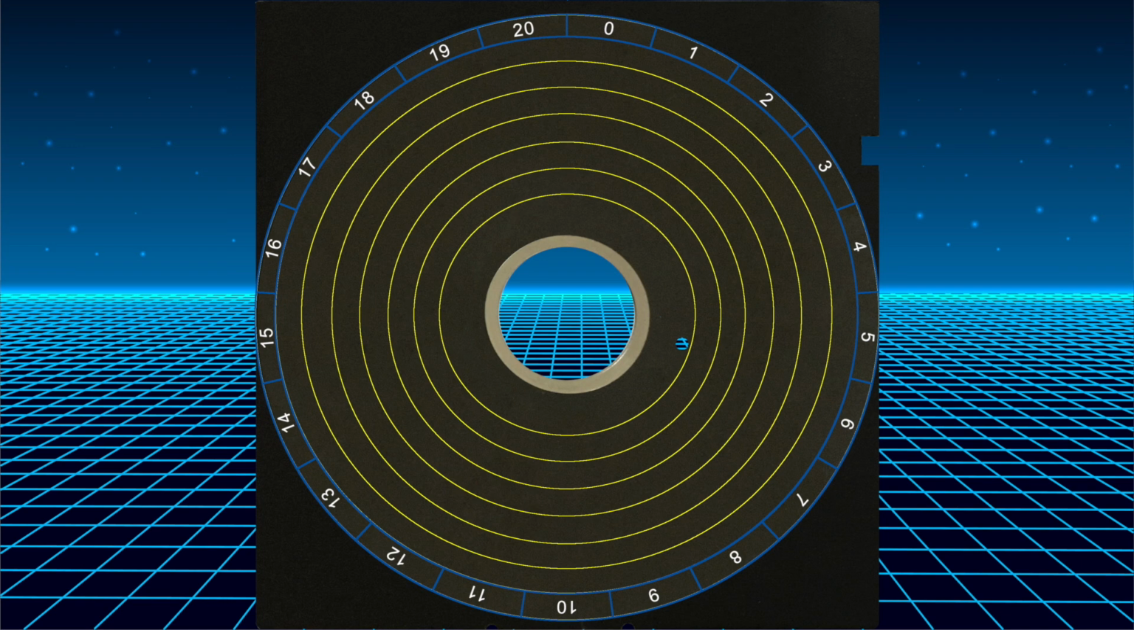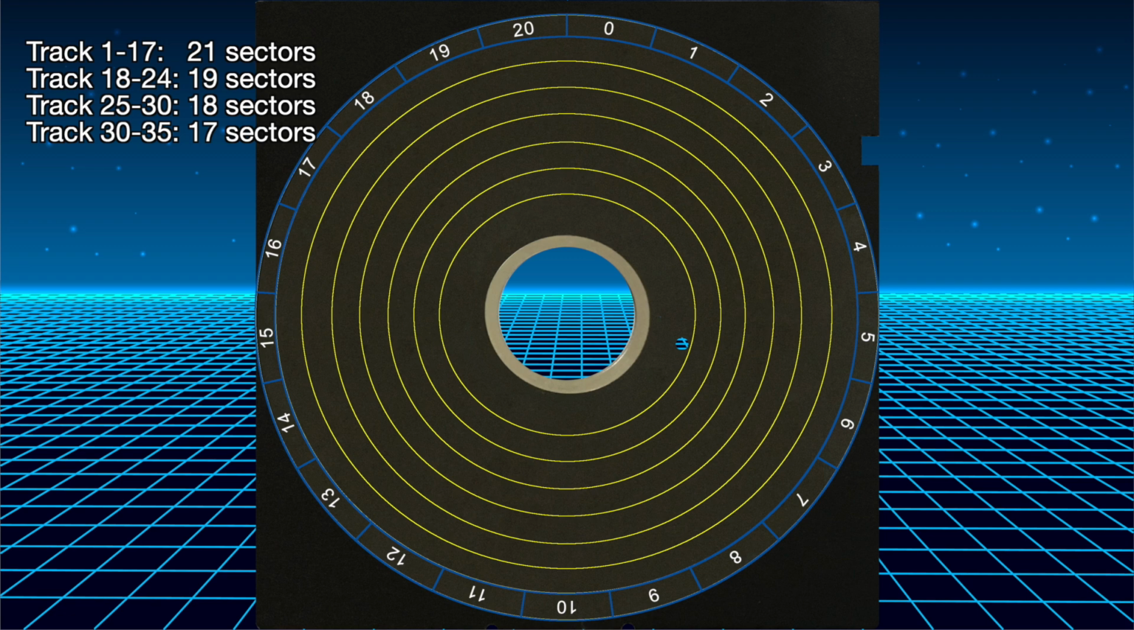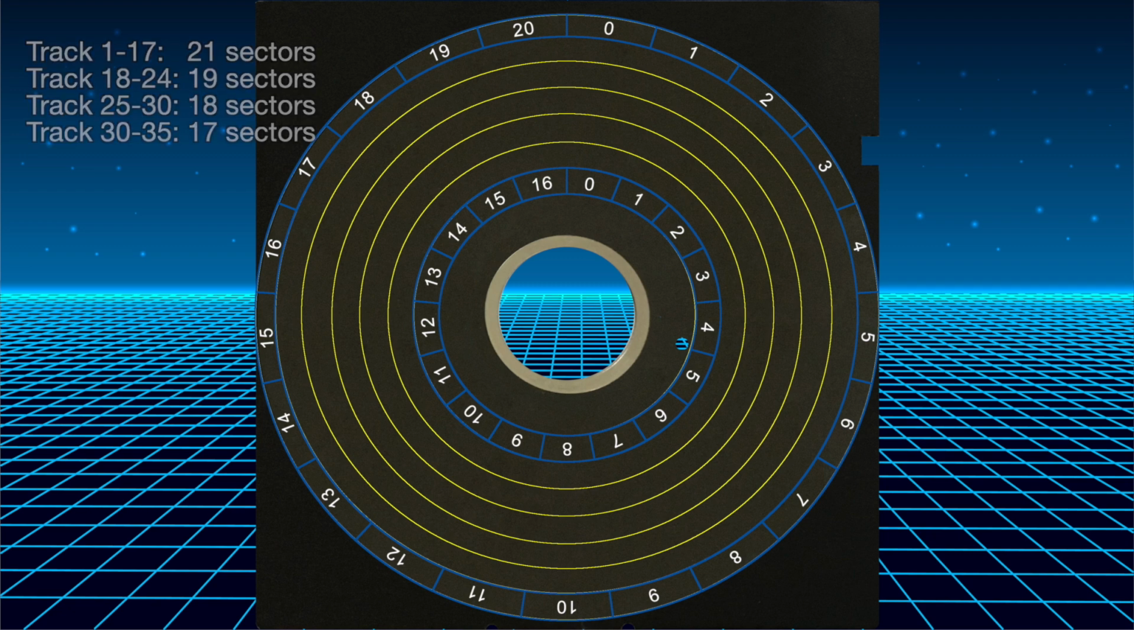Every track does not contain the same number of sectors. Track 1, being near the outer edge of the disk, can fit more sectors due to having more physical surface area along the circumference of the disk. So track 1 has 21 sectors numbered 0 through 20, while track 35 has 17 sectors numbered 0 through 16. The table on the screen shows how many sectors are in each track.